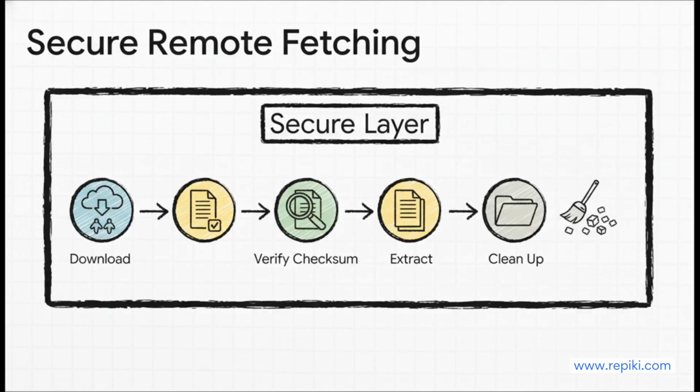So what if you do need a file from the internet? Don't use ADD. The secure professional pattern is to use RUN with a tool like curl or wget. This lets you download the file and then, and this is critical, verify its checksum. That's like a unique digital fingerprint to make sure the file hasn't been tampered with. Then you can extract it and clean up the archive, all within a single secure layer.